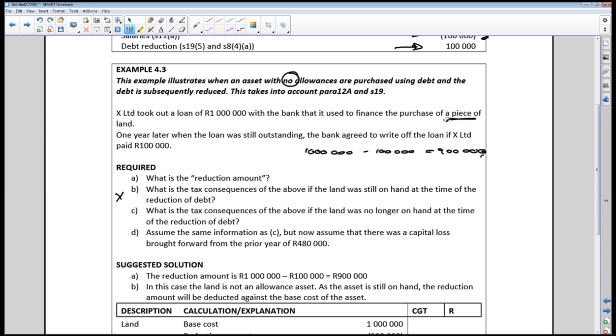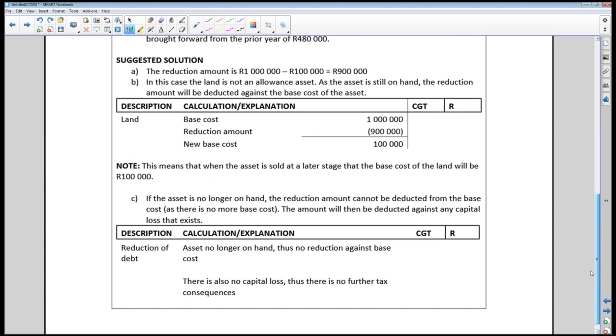Okay. B. What are the tax consequences if the land is still on hand? If the land is still on hand, step 1 in our note said we need to reduce the base cost. So the base cost was 1 million, we reduce it by 900,000, so this is the new base cost. So when we sell this land eventually, our base cost will no longer be 1 million, it'll be 100,000 rands. So we'll have a greater capital gain presumably.